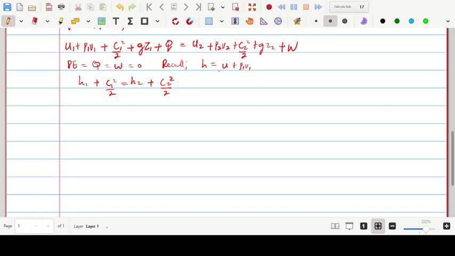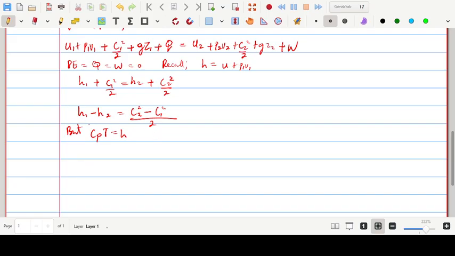So I can take this to the other side of the equation. Then I will have H1 minus H2 is equal to C2 squared minus C1 squared all over 2. Is that taken? But Cp T is equal to H. Is that taken? Because this occurs at constant pressure. So that's the reason why H is equal to this.